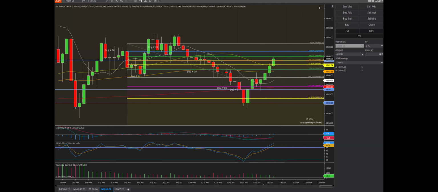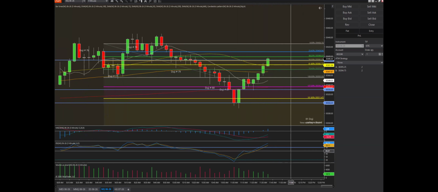You can see this 10 SMA got multiple trades today. Actually, it's a strong close over the 10, especially with the NQ. You know what I mean?